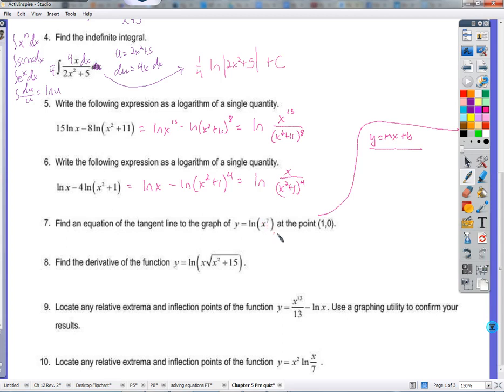Okay, so how do we find m? It means the slope of the line. Well, the line is tangent to this graph at 1, 0. So find the slope means find the derivative. So y prime equals 1 over x to the 7th times 7x to the 6th.